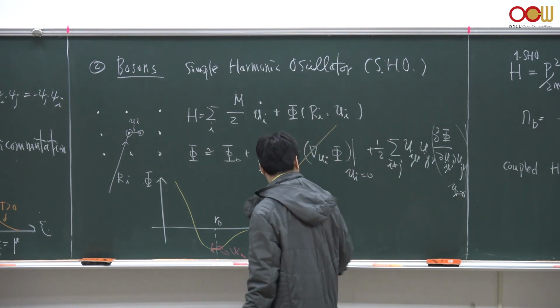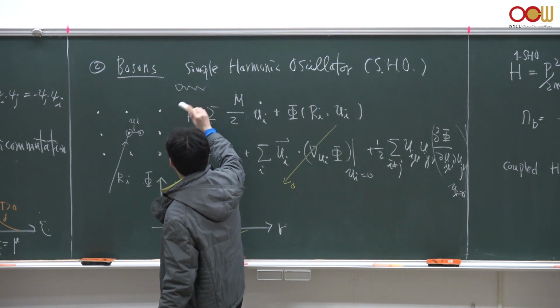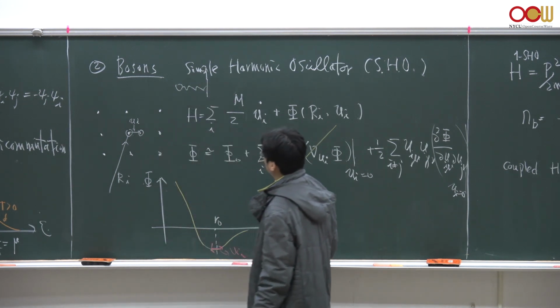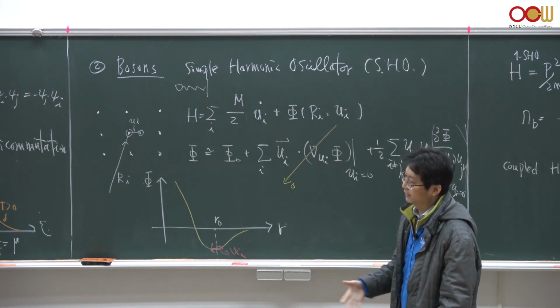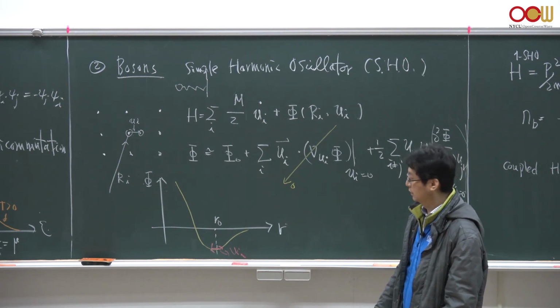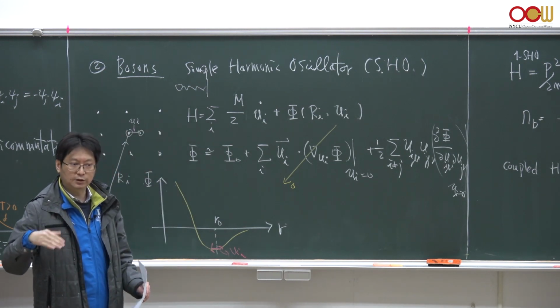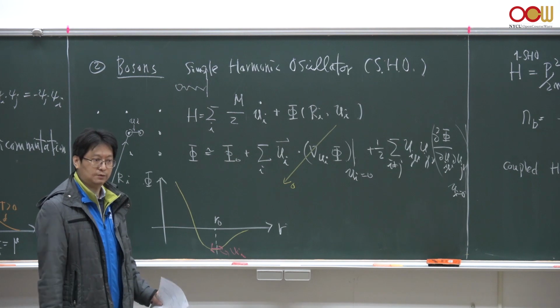So you must have learned this in quantum mechanics, that if you have a simple harmonic oscillator, you could use a technique called the raising-lowering operator, and rewrite the Hamiltonian in terms of the raising-lowering operator. And those raising-lowering operators are later known as boson operators.